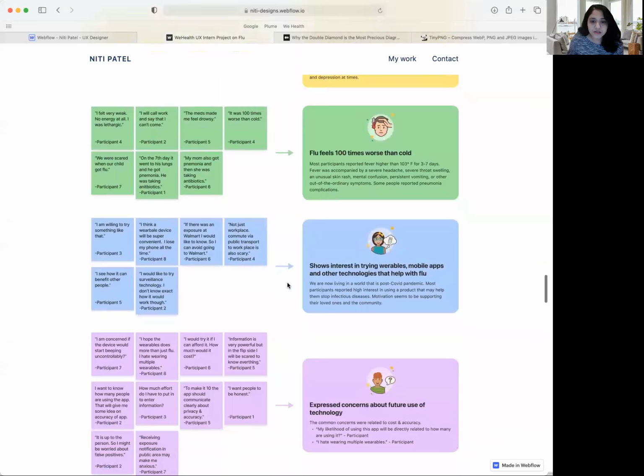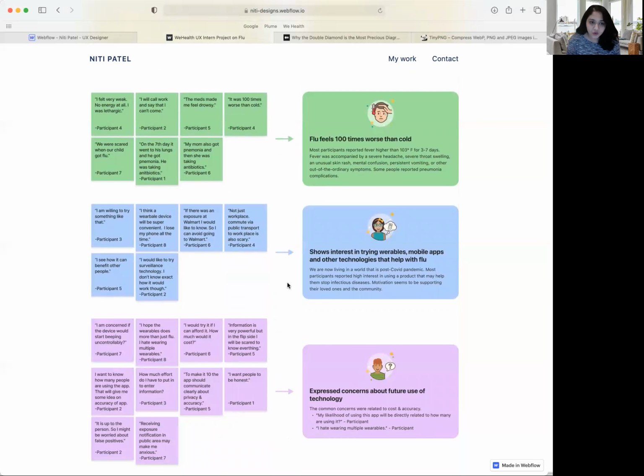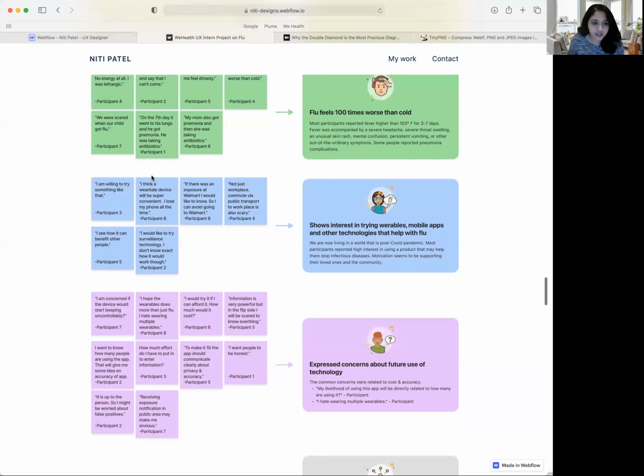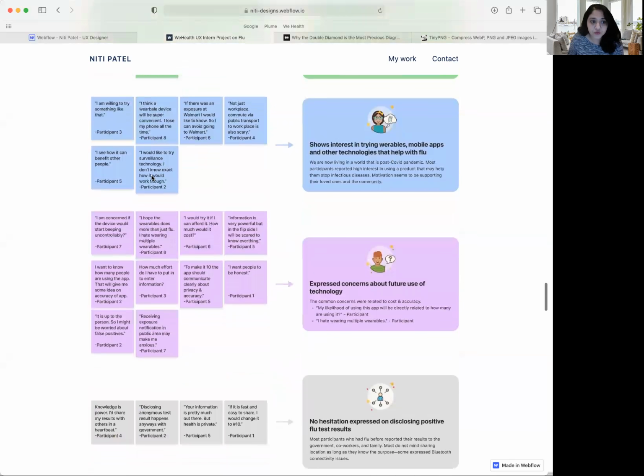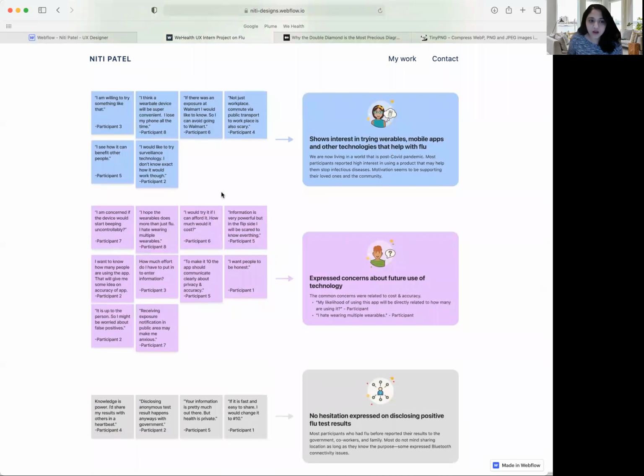Flu feels 100 times worse than cold. You can see that on top of cold symptoms, most people had confusion in their head, appetite loss, they had high temperatures. 2 participants reported that they got pneumonia. So after taking antivirals, they were on antibiotics for a long time. So it took a long time for them to fully recover.